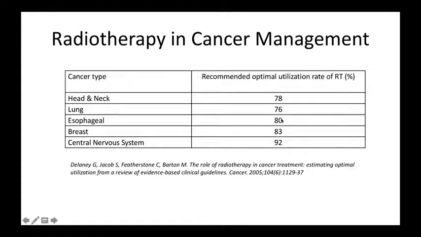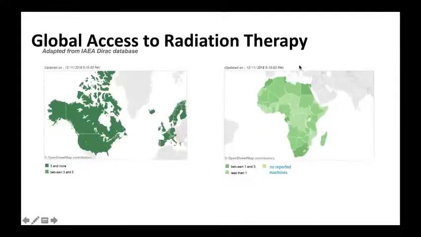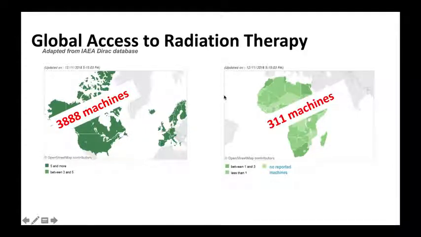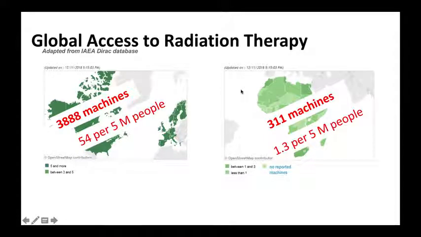It should be utilized according to various studies at a very high rate, and you look at cancers that are represented in low middle income countries, and you see the utilization rate should be around 80% or so. That's how we use it when the technology is available. But the access is not good across the globe. There are many machines in North America, almost 4,000, but in the continent of Africa, there are about 300 such machines. And per population, the numbers are also not good.